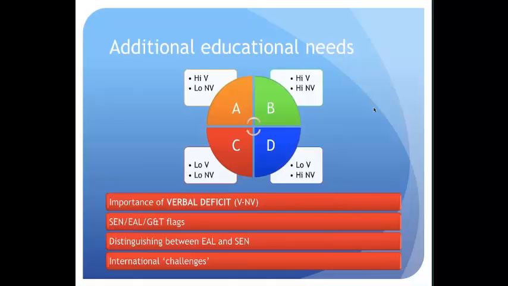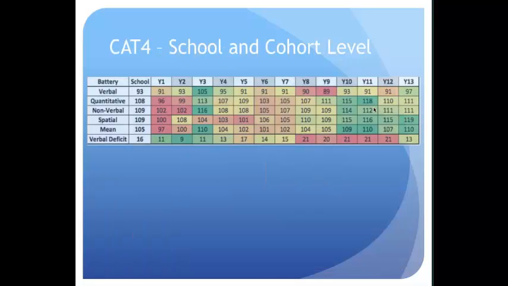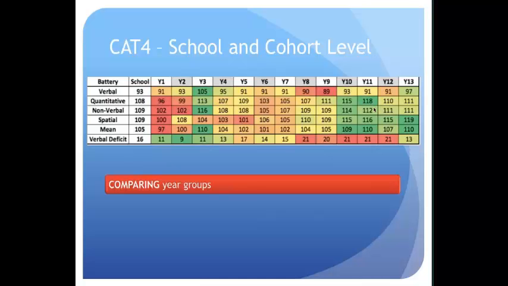If we look at our scores, to give you a bit of a measure here, you look at the scores for our year 1 up to our year 13. We can start to get some interesting pictures here. We can compare the year groups. For instance, if you look at the verbal deficit here, our youngest students, year 1 and 2 and 3, have the lowest verbal deficit of all. And as our students get older, as they get into older year groups, the verbal deficit increases.